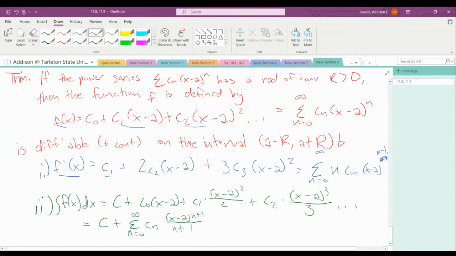So once again, that's kind of the same thing. You can see how we integrated each of our individual terms, and then we can see how we could also integrate our series itself. So I'm just going to go ahead and do a quick example of this.